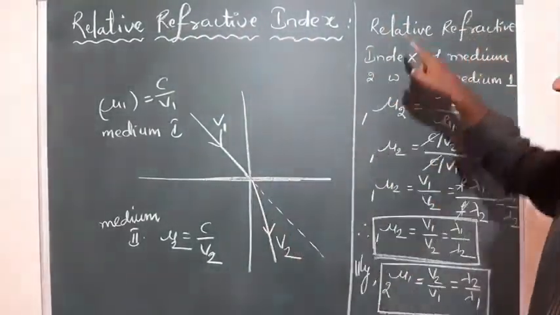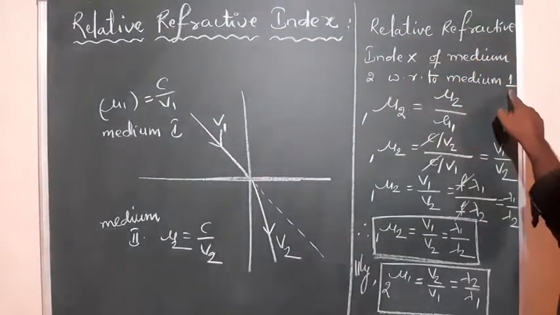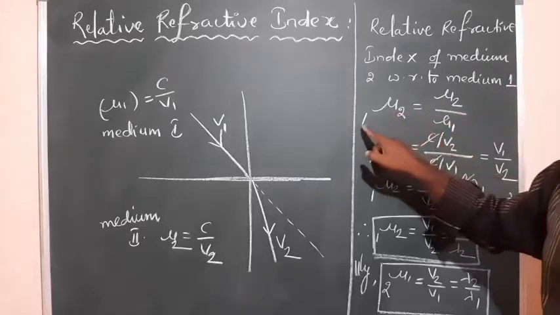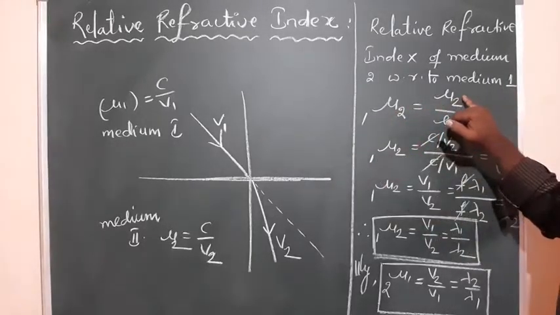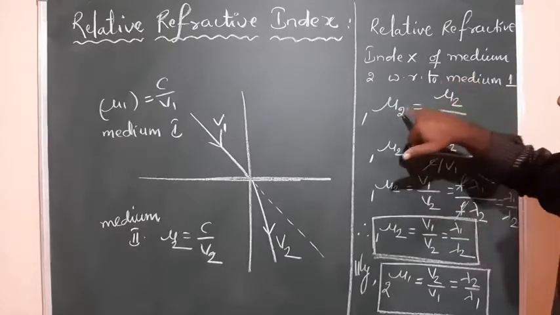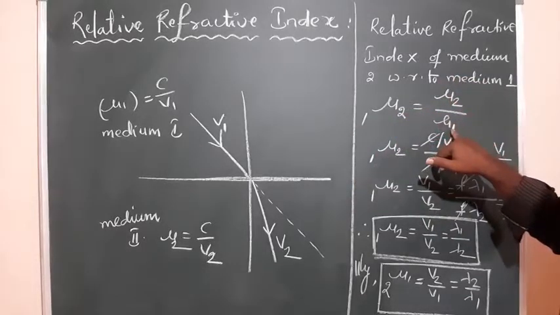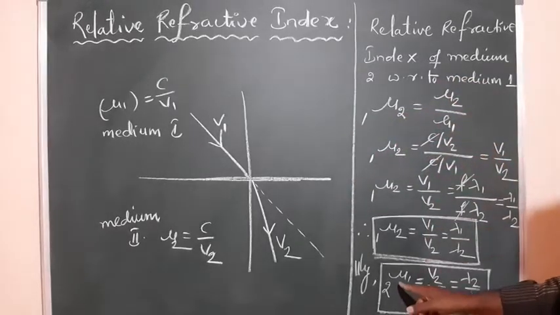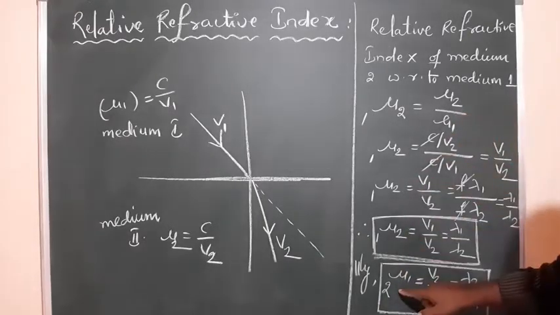So first I have written here the relative refractive index of medium 2 with respect to medium 1, represented by mu21, which is equal to the ratio of the absolute refractive indices, mu2 by mu1. Similarly, I have written here the relative refractive index of medium 1 with respect to medium 2, which is given by mu1 upon mu2. That means it is the reciprocal of this one, right?